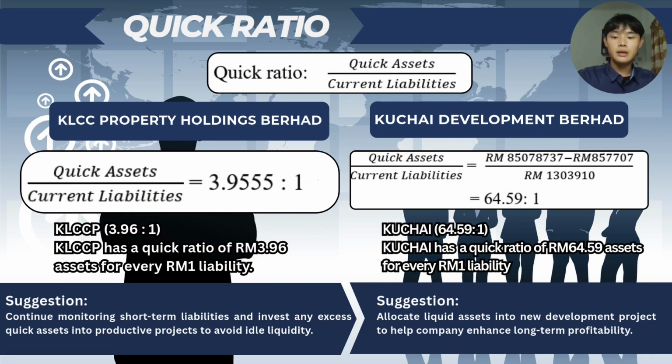Both companies indicate sound liquidity, but Kuchai's extremely high quick ratio indicates the company holds too much cash or short-term assets that could otherwise be invested to generate return. Overall, KLCCP has more efficient liquidity management.